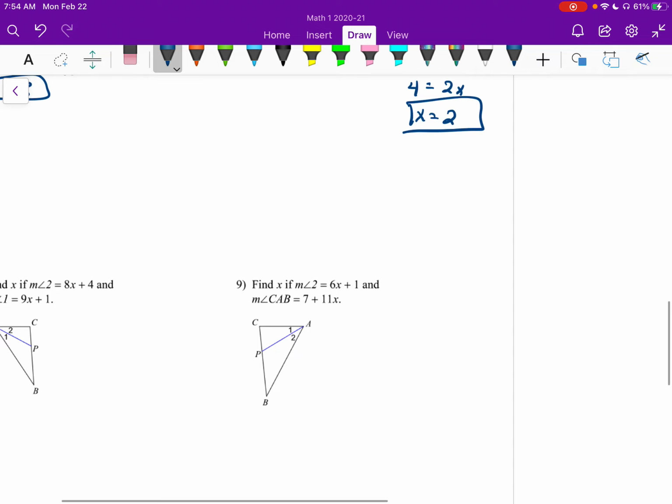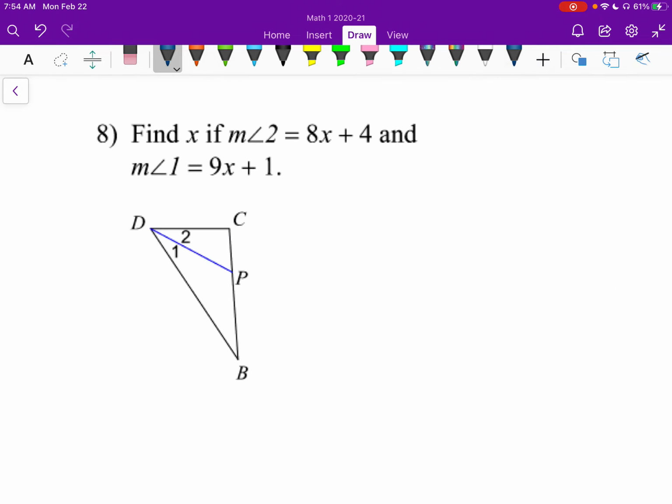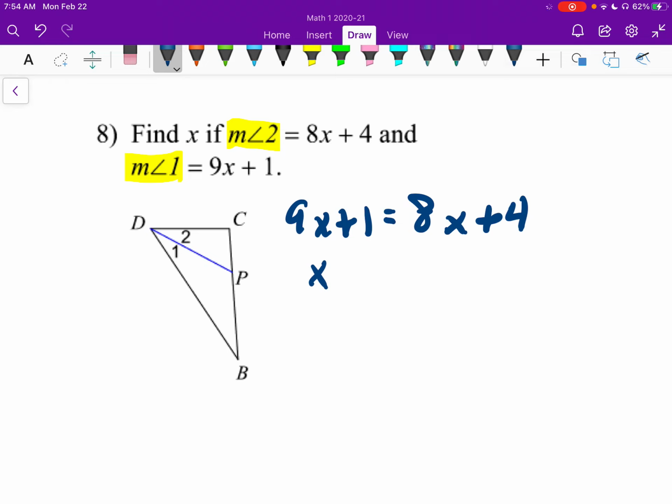All right, moving on to number 8. This one is nice. It gives me measure of angle 1 and measure of angle 2. And I know that they have to be equal because they are the new pieces, right? They're the smaller pieces. So I can say, well, 9x plus 1 equals 8x plus 4. I'll subtract my 8x to the left and I get a plain old x. Subtract my 1 to the right and I get a 3.